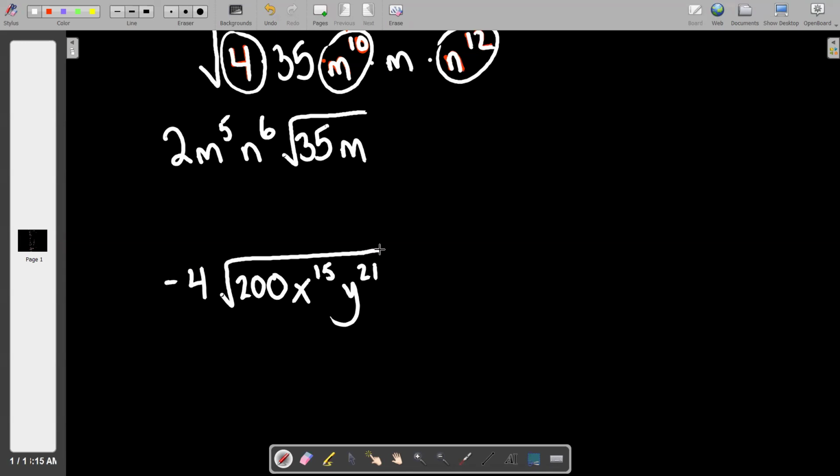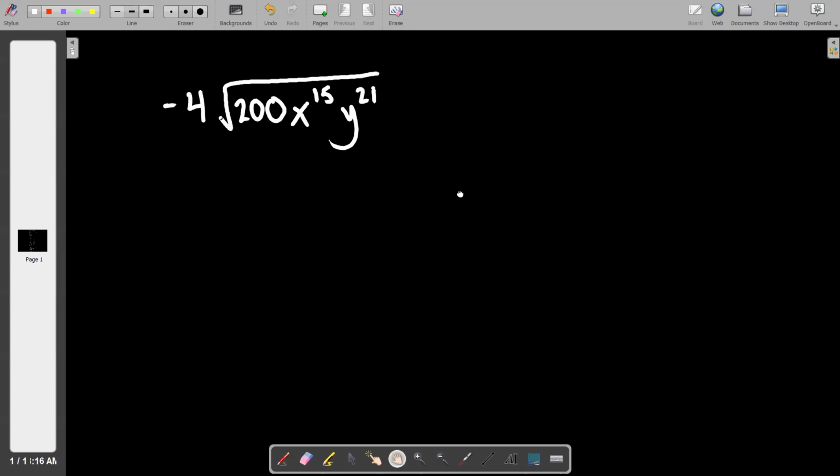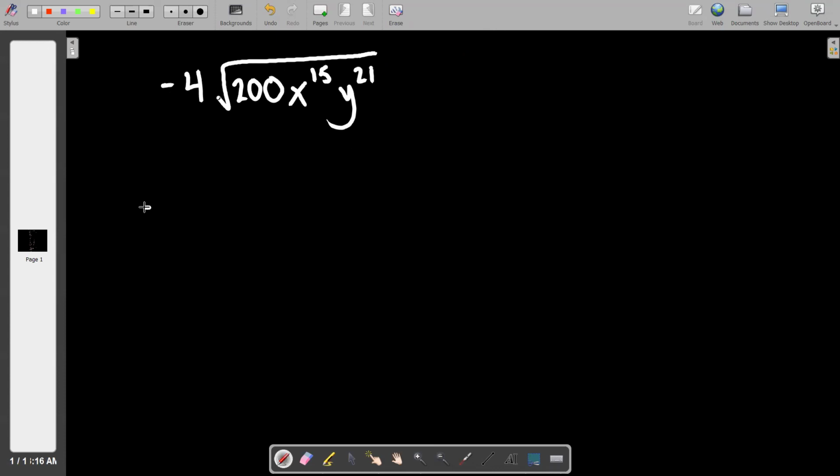You see any guys inside the root that are just perfect and ready? 200 is not a good guy. Say again? Nope. 21 is an odd number, therefore we cannot break him out. Anything else? I see no good guys at all, which means that the 200, the x to the 15th, and the y to the 21st are all going to get broken into good guy, bad guy. So we're going to need room here in just a second for 6 things. So you can put your -4 down if you want, or just put it on timeout. It doesn't matter. And then make a nice, super long square root sign.